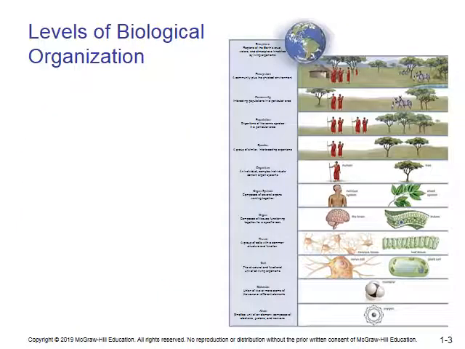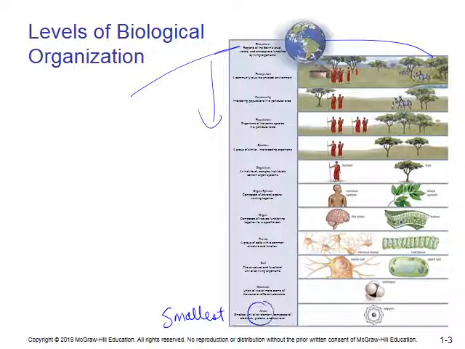In the book, we have this nice figure showing you the levels of biological organization. You can read all of these, but you can see a biosphere is kind of the big umbrella, and everything else falls underneath biosphere. The very smallest down here would be an atom. So I would know the levels of biological organization and be able to give an example of each one.